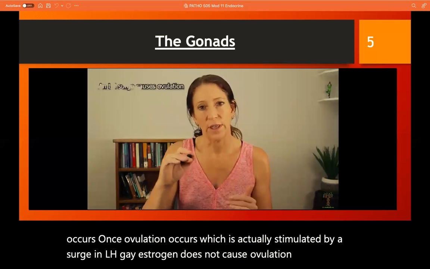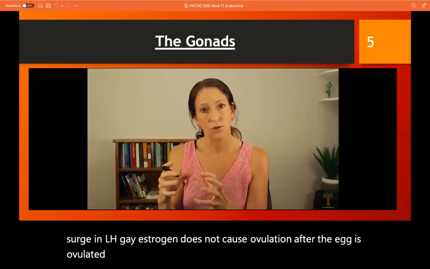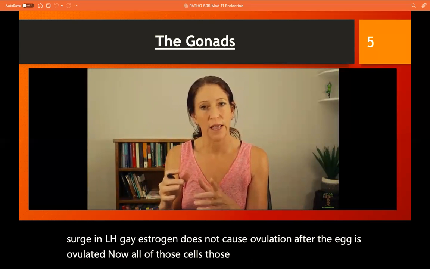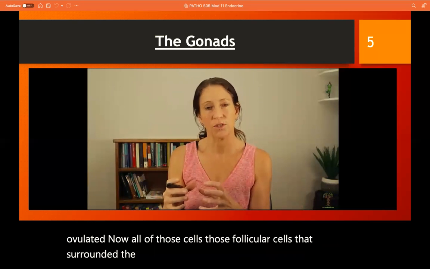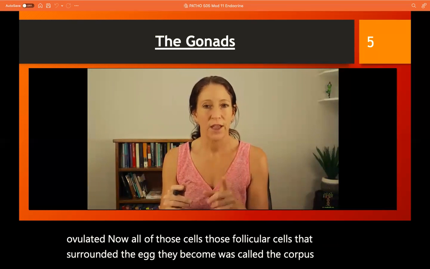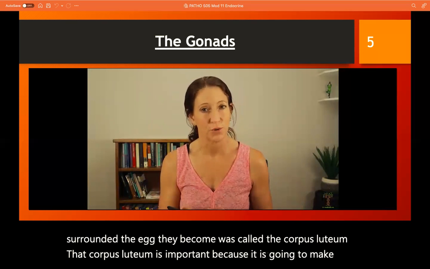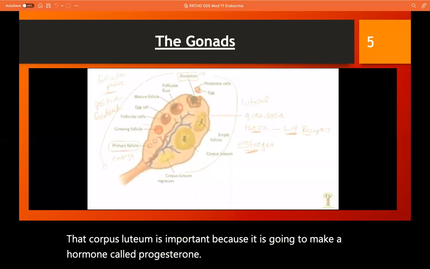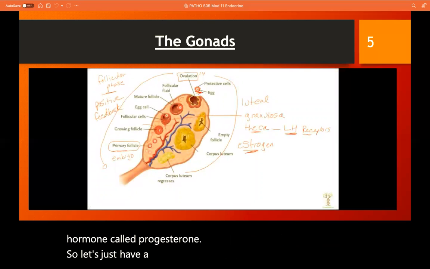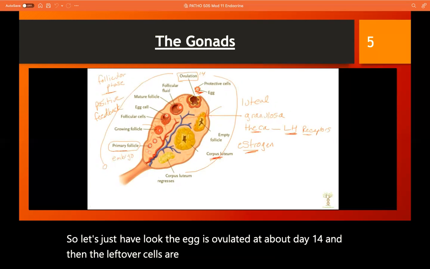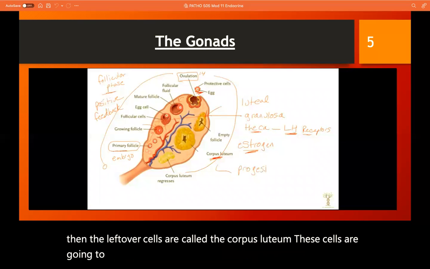After the egg is ovulated, now all of those cells, those follicular cells that surrounded the egg, they become what's called the corpus luteum. That corpus luteum is important because it is going to make a hormone called progesterone. So let's just have a look. The egg is ovulated at about day 14. And then the leftover cells are called the corpus luteum. These cells are going to produce progesterone.